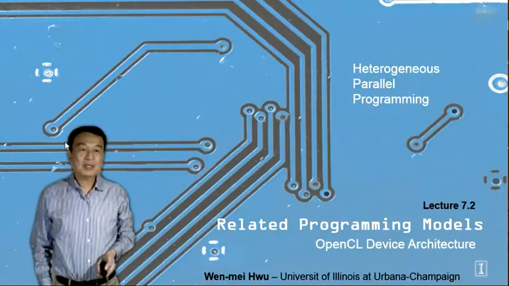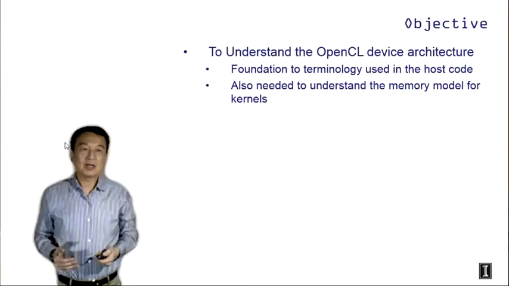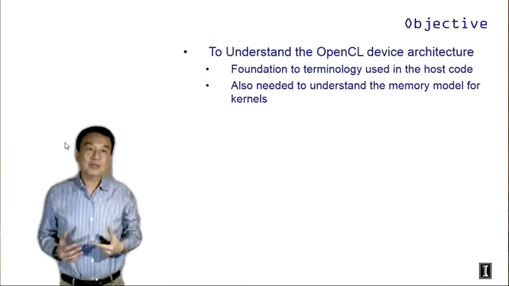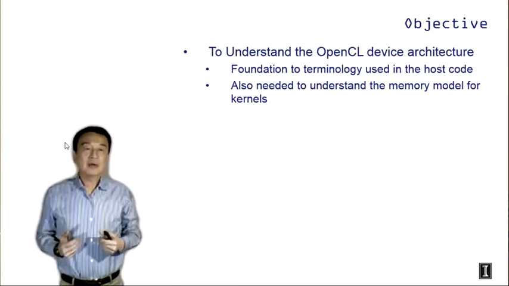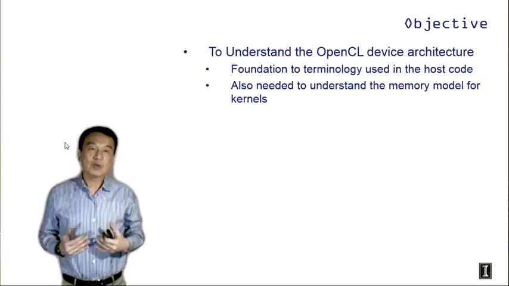We're at lecture 7.2. We're going to discuss the OpenCL device architecture. The objective of this lecture is for you to understand the OpenCL device architecture. OpenCL is a much lower level programming interface than what we have discussed in CUDA so far.